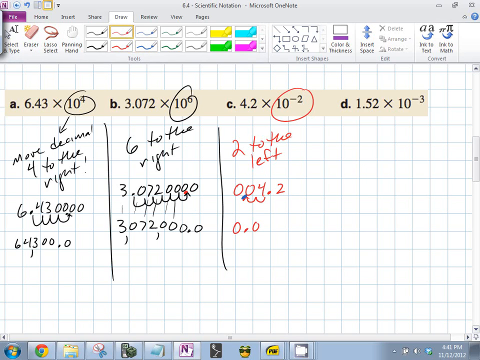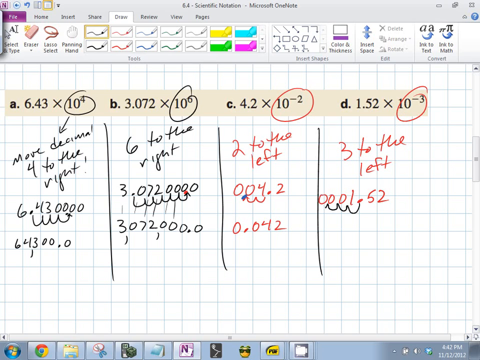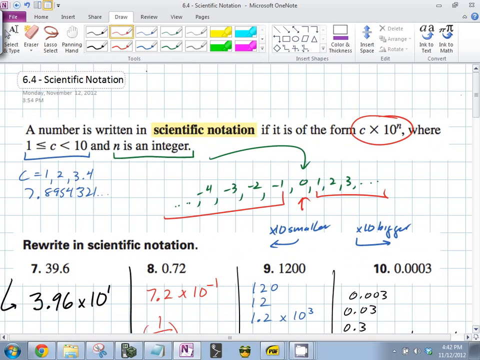Moving on, we have something that's similar. We're moving 3 to the left. Put the original decimal down and add some zeros on to the left as placeholders. And let's move it 3. 1, 2, 3. The decimal point is right there. So now we have 0.00152, a pretty small number. So you can convert back and forth, scientific notation to decimal, decimal to scientific notation, but just remember, C must be between 1 and 10, and N must be an integer.